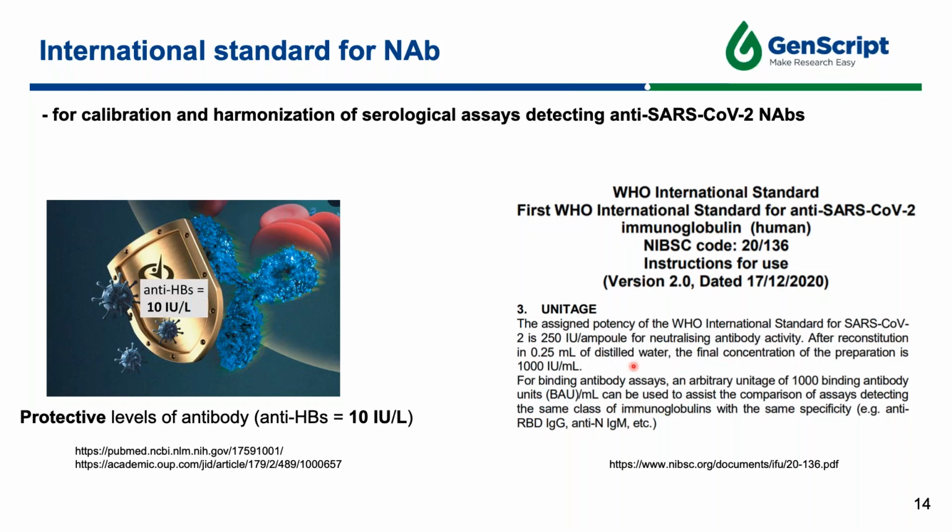the IU per ml is reserved for neutralizing antibody assays, and because cPass is one of the assays that detects functional neutralizing antibody, we will be able to report the results in IU per ml. For binding antibody assays, they can report their results as binding antibody units, BAU per ml.